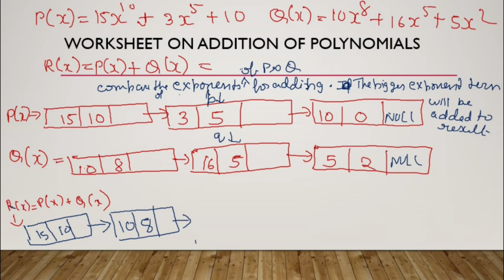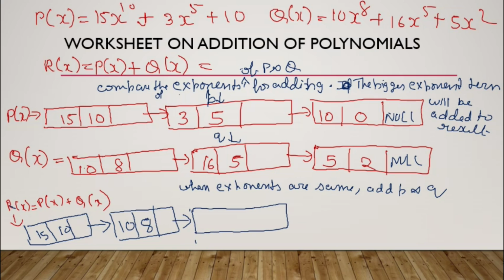So when exponents are same, you have to add the terms. Add p and q. That is how you write the result. That is nothing but 16 plus 3, that is 19, and 5. Now both p and q will progress to the last term.